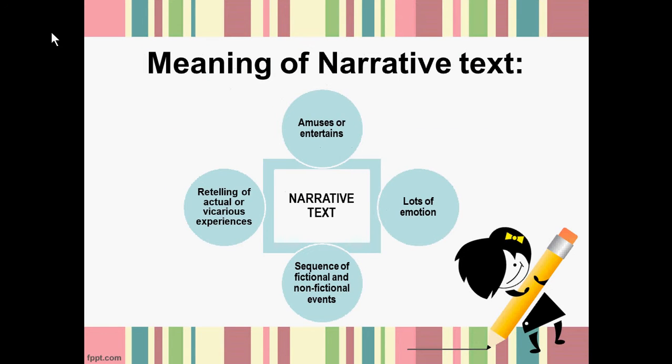The second type of text is narrative text. Narrative text is written with the purpose to amuse or to entertain the reader with a story. It is a story that is created in a constructive format that describes a sequence of fictional or non-fictional events. When we read novels, we are taking in narrative texts. This type of text generally uses a lot of emotion.